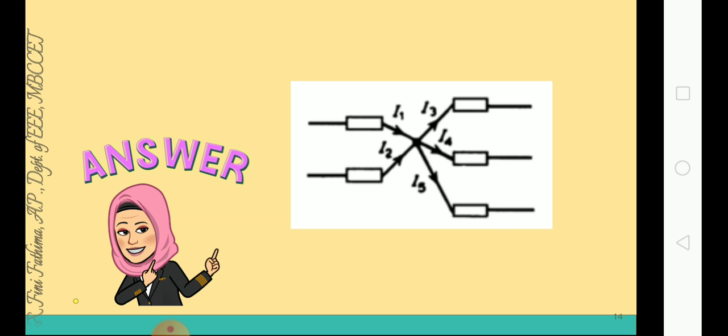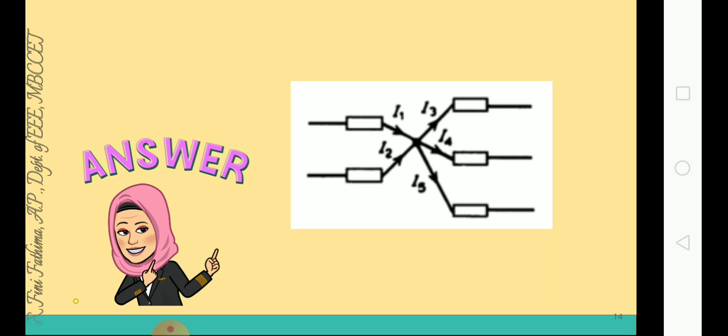In the last slide, I told you that if the current is coming towards the junction, we take it as positive, and if the current is leaving the junction, we take it as negative. So I1 is entering the junction, so I1 will be positive. I2 is entering the junction, so plus I2. I3 is leaving, so minus I3. I4 is also leaving, so minus I4. I5 is also leaving, so minus I5 is equal to 0.